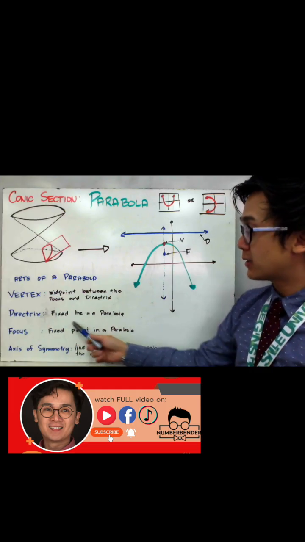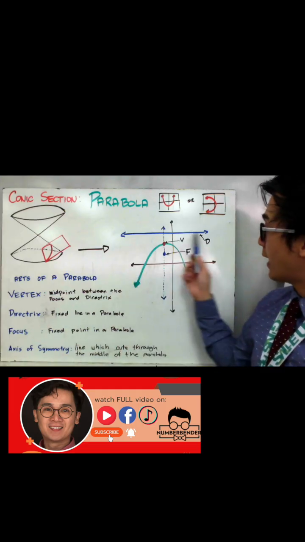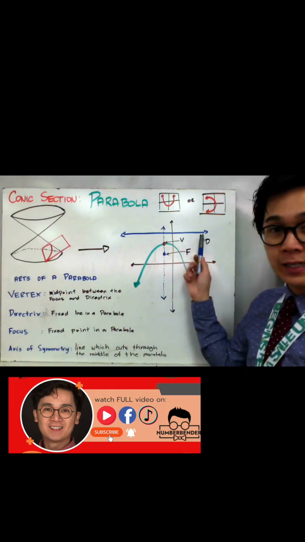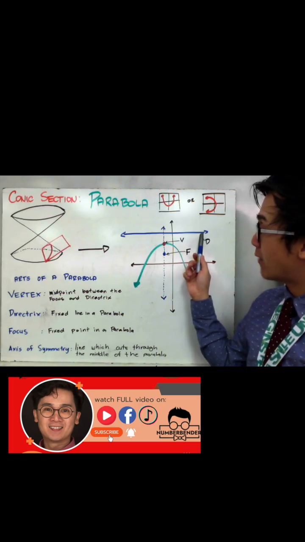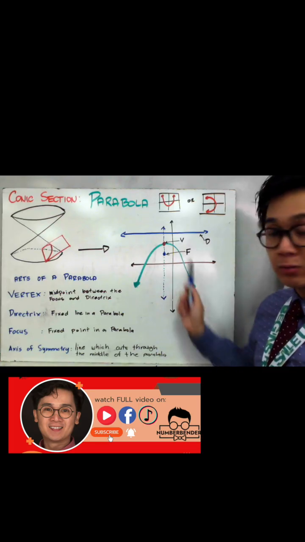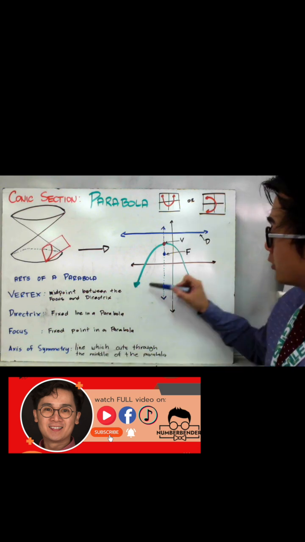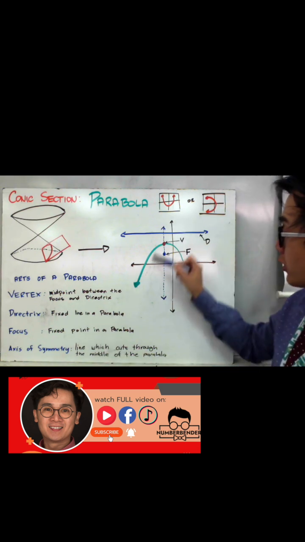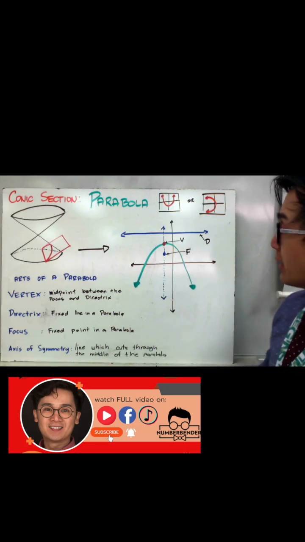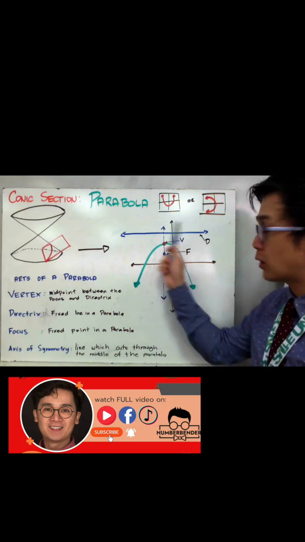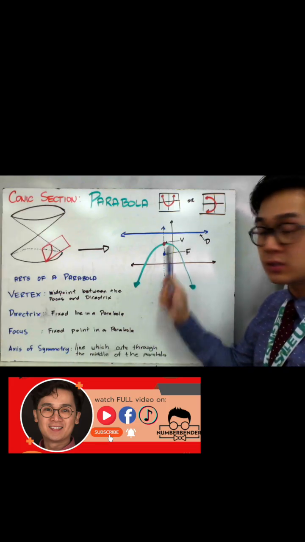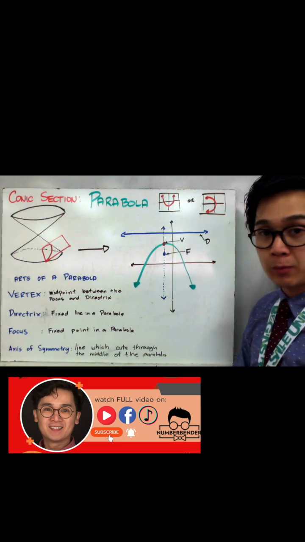Now, the directrix is a fixed line in a parabola, and this line right here is your guide. You know that you will never cross this line with your parabola, and your focus will be the fixed point inside a parabola, so it's always going to enclose your parabola when you're graphing them. Once again, all these parts go hand in hand, because if you know the parts, you would know how the parabola is supposed to open.